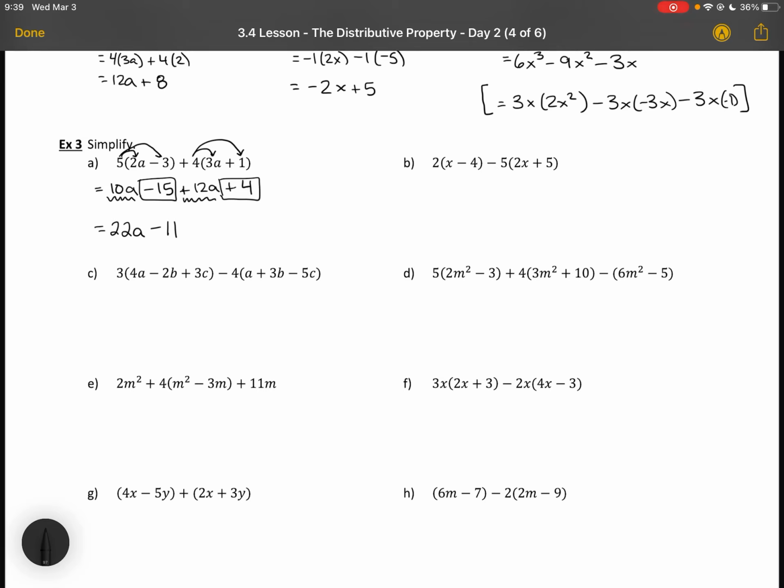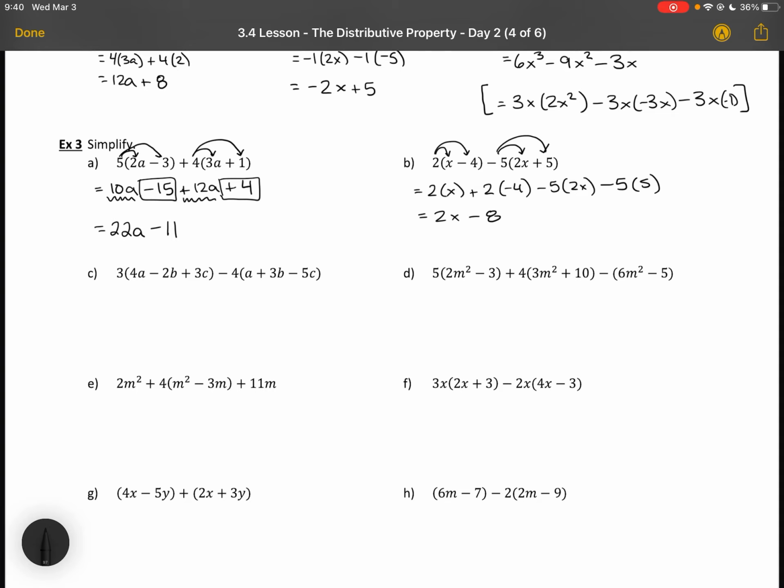Let's do another example, this time with a negative. So in my first example, I have 2 times x plus 2 times minus 4. My second set of brackets, I have negative 5 times 2x minus 5 times positive 5. So let's write this one out. So I'd have 2 times x plus 2 times minus 4 minus 5 times 2x minus 5 times 5. That minus 5 applies to both terms inside the brackets.